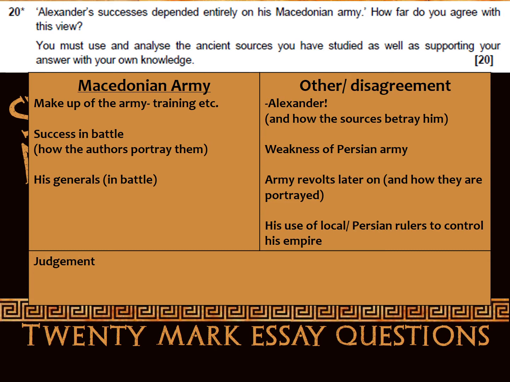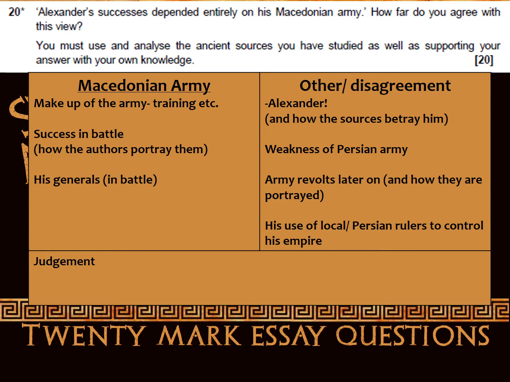And again, if you've not done Alexander, hopefully you can see a similar pattern in the kind of things you've studied. So we could look at the makeup of his army, the fact that they had these 18-foot pikes really helped. They were well trained and they knew what they were doing. You can talk about their success in battle. One thing Alexander the Great is most famous for is his very swift conquering of the Persian Empire. And how was he able to do this? Macedonian army.